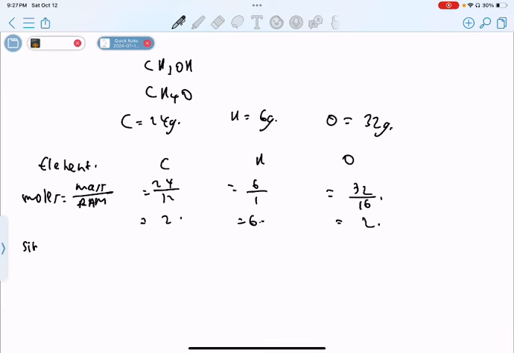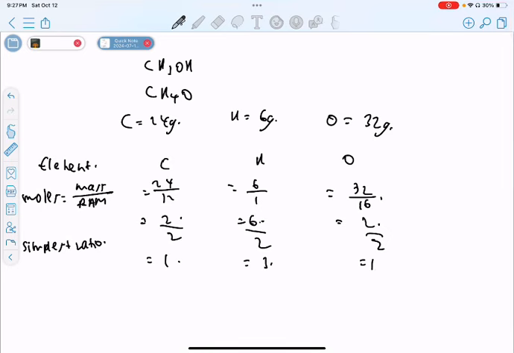Now you do the simplest ratio. You see which number is the lowest here, which, as we can see, is 2. So we'll divide everything by 2. You get 1, you get 3, and you get 1. So your empirical formula is CH3O.